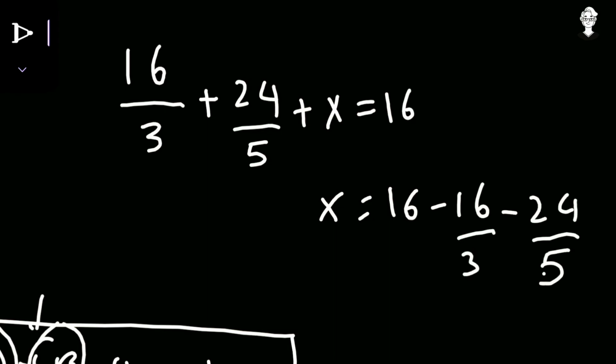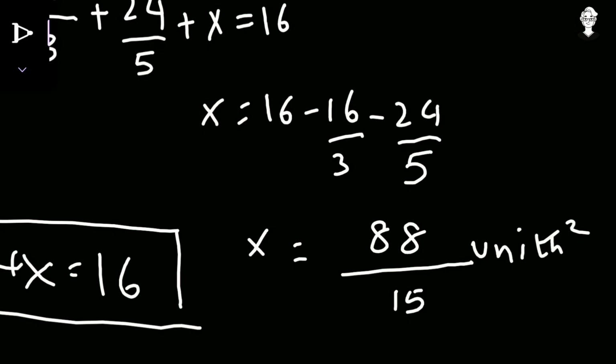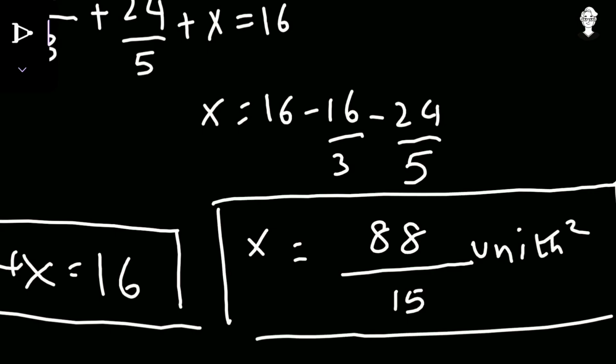This is very simple. The LCM will become 3 into 5, 15. Here it goes 5 into 16 into 3, that is 240. 240 minus 80 minus 72 is equal to 88. So the value of x, that was the blue shaded region, is equal to 88 upon 15 units square.